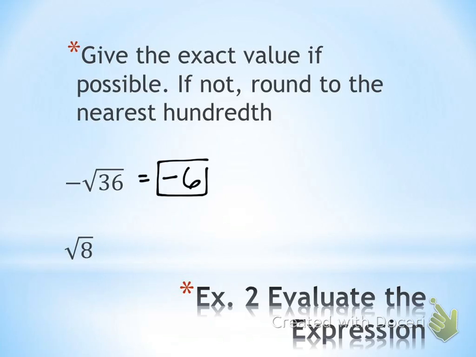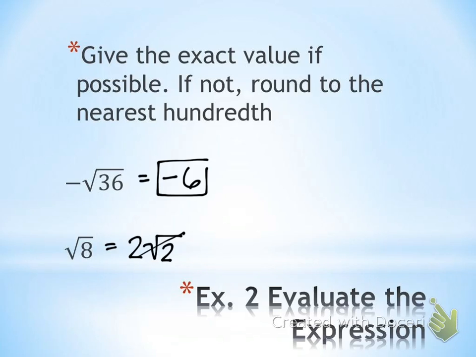But look at this next one. The square root of 8. Is there an exact square root of 8? 2 times 2 is 4. 4 times 4 is 16. So I do not have an exact square root. So what you're going to do is plug this into your calculator. Most of your calculators will give you this answer right here.